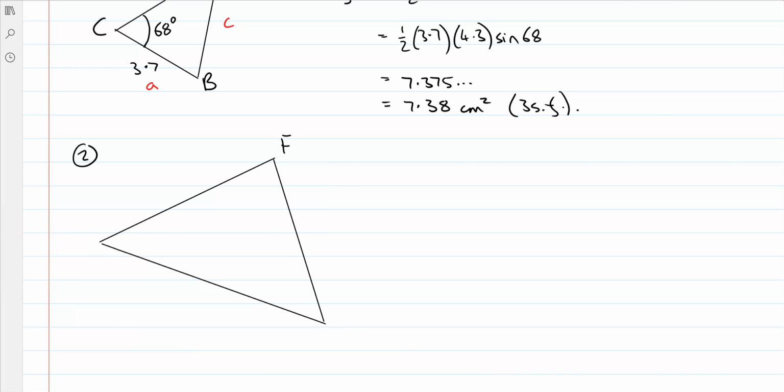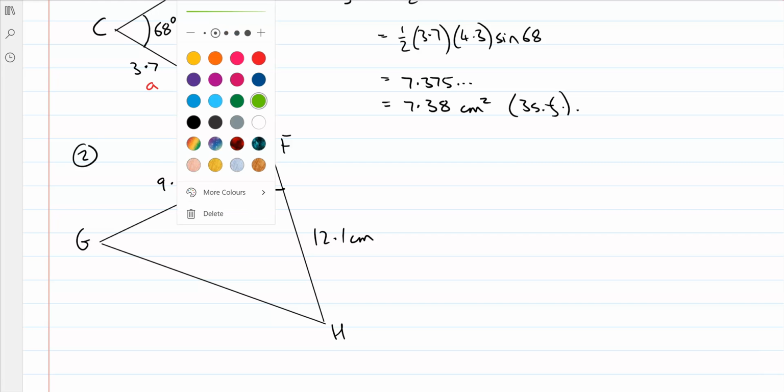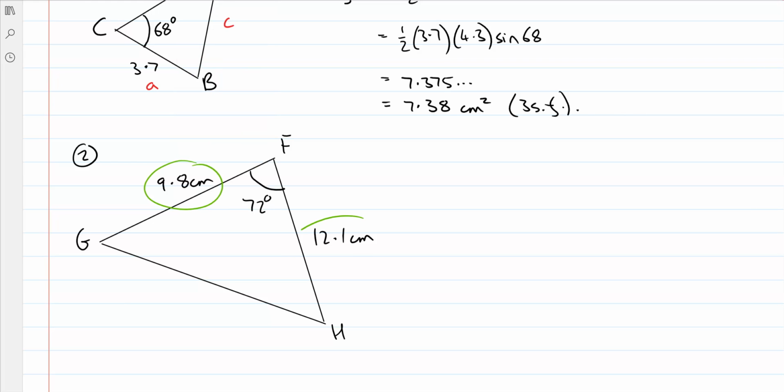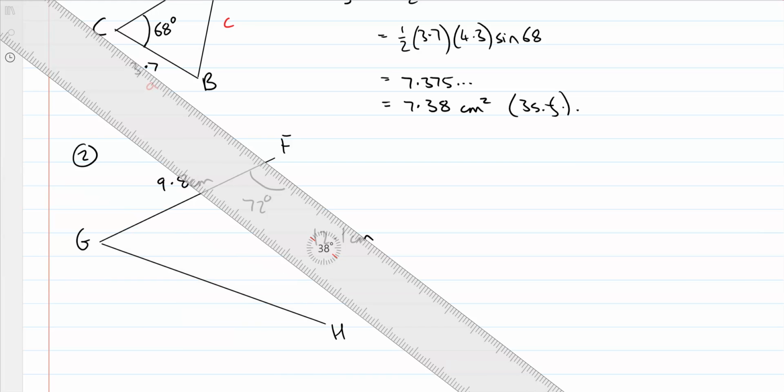So F, G, H. I'll give you the angle at F here, which is going to be 72 degrees. And the lengths on this side, 12.1 centimeters and 9.8 centimeters. So again, notice we have 2 lengths and an angle between those 2 lengths, so we can definitely use the formula for this here. Oops, let me redraw that.